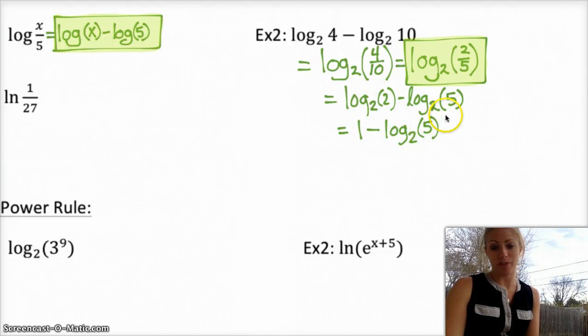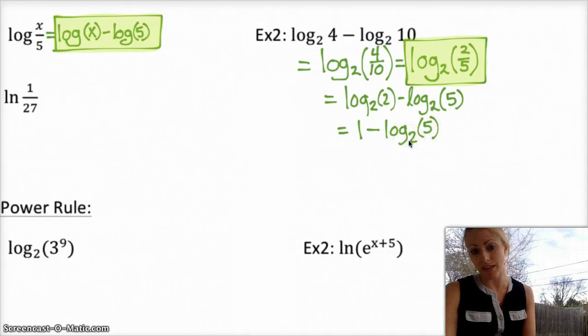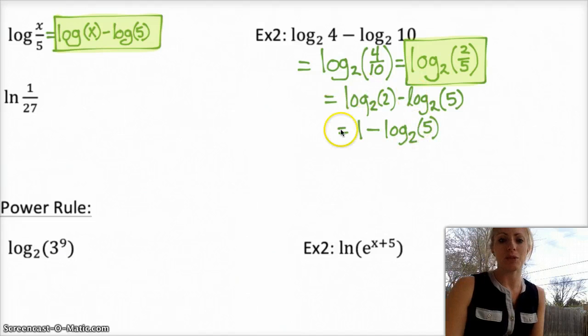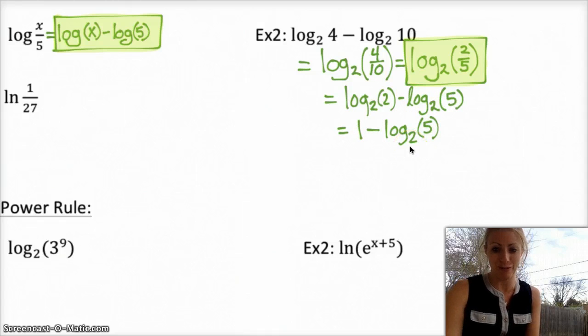And log base 2 of 5 is still just log base 2 of 5. There's no way to simplify that. But what I wanted to show you is that log base 2 of 4 minus log base 2 of 10 is actually equal to log base 2 of 2 minus log base 2 of 5, which is the same thing as 1 minus log base 2 of 5. So there are a lot of different ways to write the same log, which makes it hard sometimes to figure out where to stop.